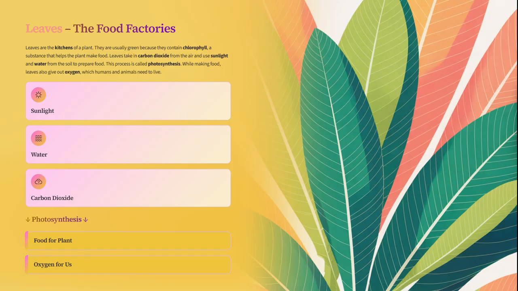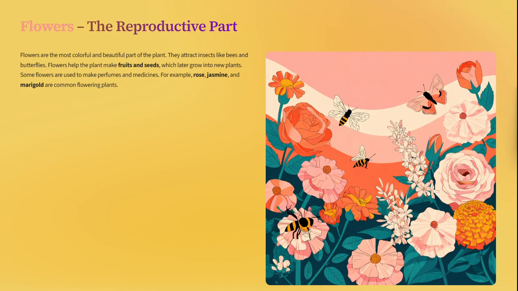Flowers. The beauty and reproduction part. Now let's move on to the flowers, the most colorful and eye-catching part of the plant. Flowers come in many colors, shapes, and sizes. Some are tiny like marigolds, while others are big and bright like sunflowers.